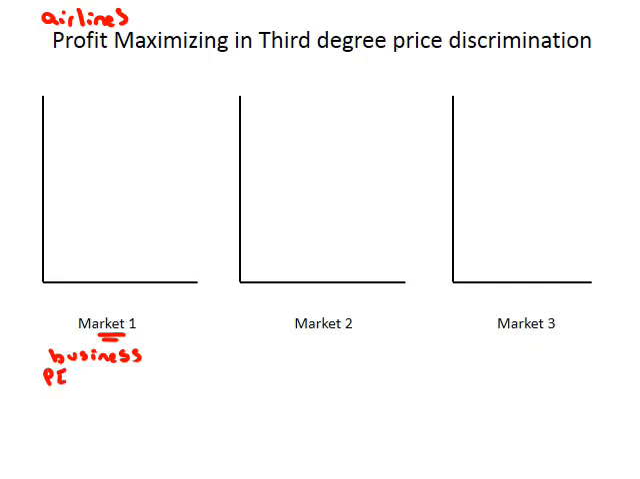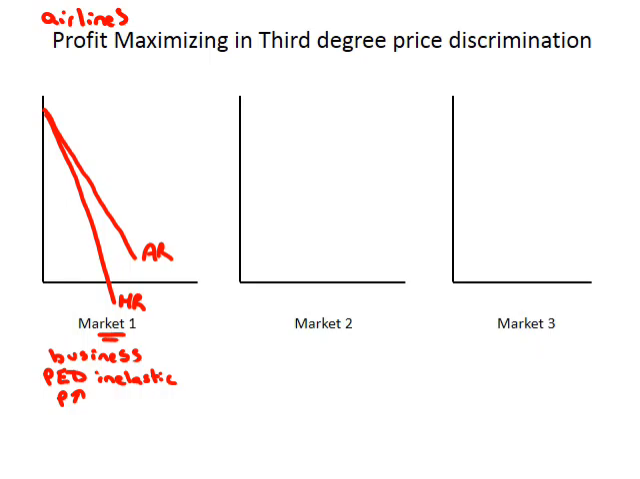We have PED, that's inelastic. We're going to start off with the price being higher. So let's do a steep AR curve. Let's do MR through the x-axis. This is quantity and price.